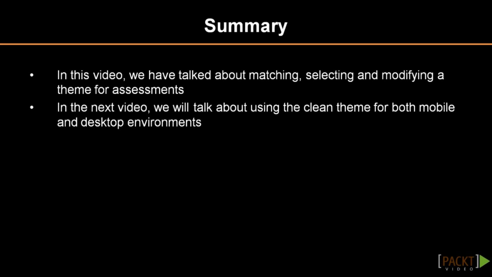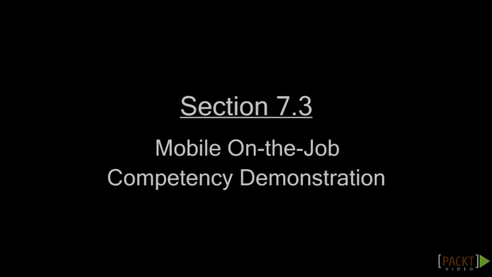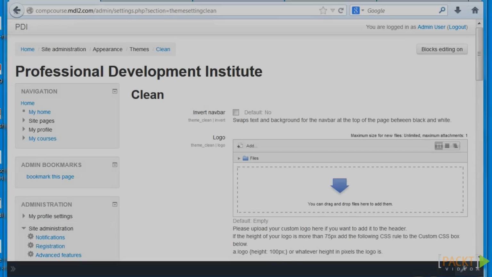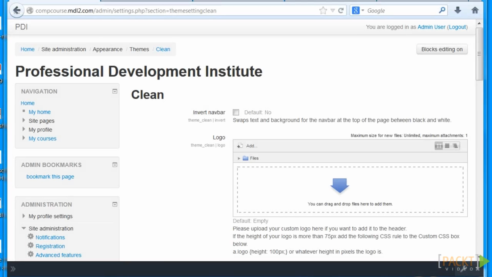Welcome to Section 7.3, Mobile on-the-Job Competency Demonstration. In this section, we'll start out using Clean as the foundation theme to customize when our users will be using Moodle on the job with their mobile devices. This is more of a mobile-first type of thing. And we're using Clean because it's very flexible. It's one of the standard themes, and it's not the only flowable one, but it's very popular because it's easy to modify and it's responsive, which means that it automatically reformats itself for different devices.